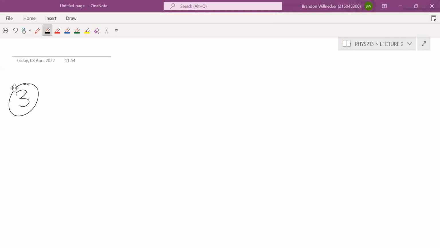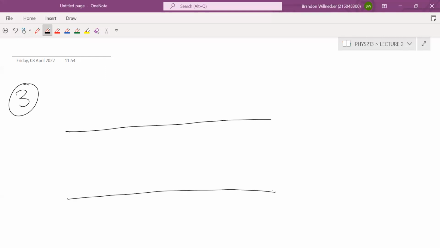Okay, third problem. So we've got a block of glass, or a slab of glass, like so. So this is glass inside, and we've got air outside. We've got an incoming light ray, like so, and it's coming in at an angle of 30 degrees. We know that it's going to be refracted towards the normal. So it's going to do something like this.